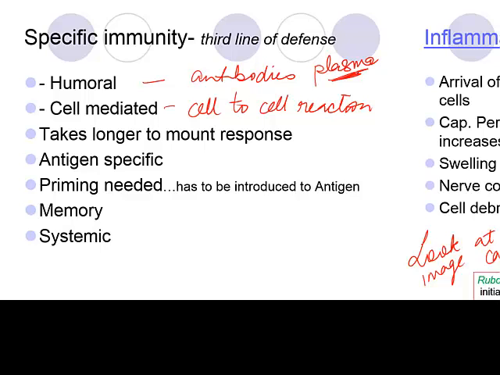Same thing up here. It's antigen specific, and you'll see how a cell is kind of programmed to react against a specific antigen. So if a particular lymphocyte was programmed to react against measles virus, that lymphocyte will not react against chickenpox or yellow fever or anything else that comes in. It just reacts against that. So it's antigen specific. Priming is needed.